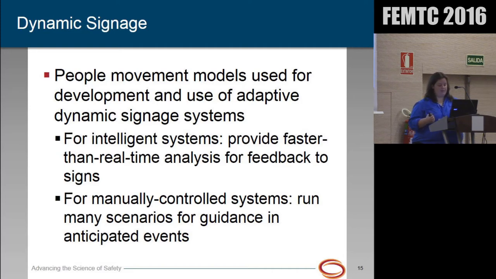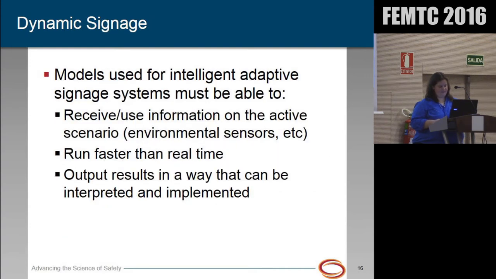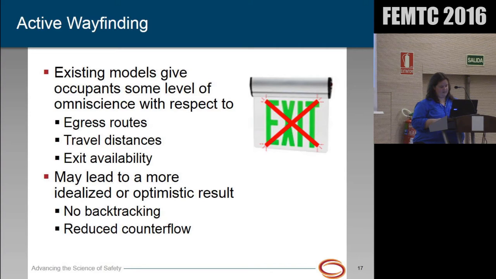You also have to have, in the case where you want to have your system be manually guided, depending on the building operators, then the model can be used to provide input so they know that given X, probably the best approach would be Y. So the end result of this, hopefully, is that we can use our models to create a more optimized result. We can limit the backtracking, we can reduce counterflow, and hopefully provide a safer environment.